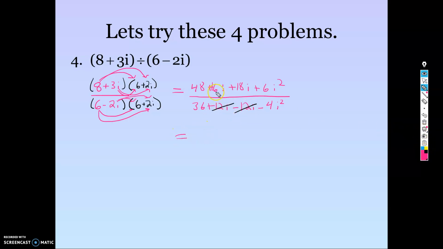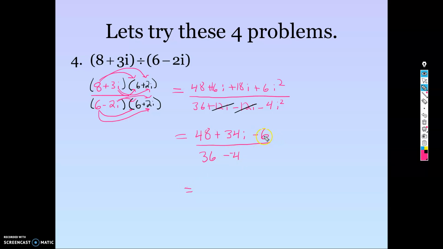So now back to our numerator, we have 48 plus 16i plus 18i. This will give us plus 34i. 6i squared. i squared is negative 1, so it's going to be minus 6. For the denominator, we'll get 36 minus 4 times negative 1, so this will end up being minus negative 4 down here. Clean it up one more time.